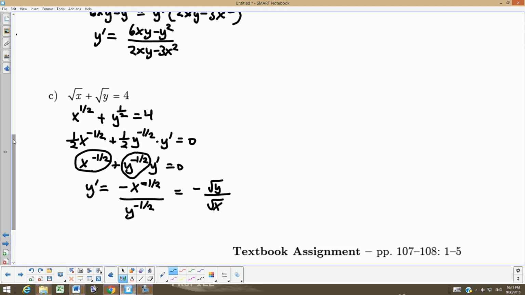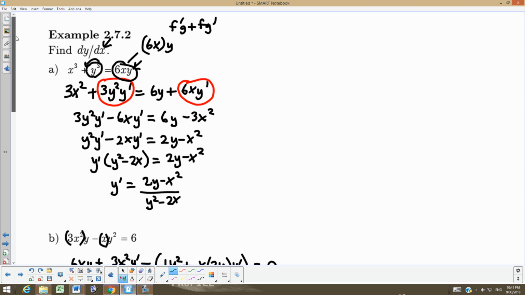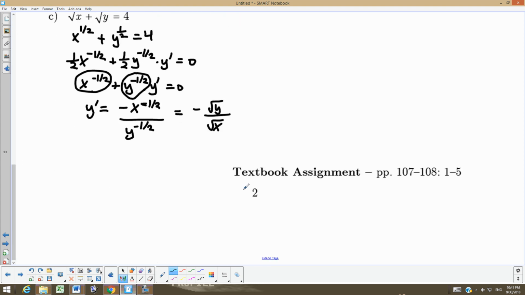Okay, I just want to make sure here, yeah, that's all we had to do, is find the derivative of y with respect to x. And that, ladies and gentlemen, is implicit differentiation.